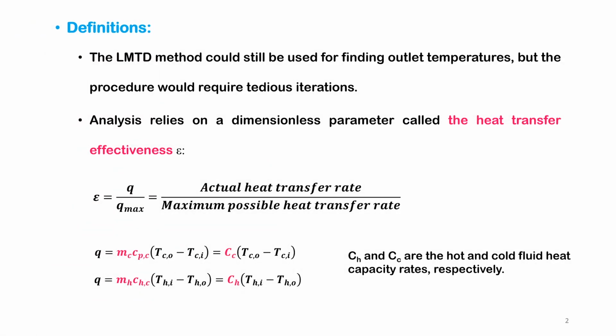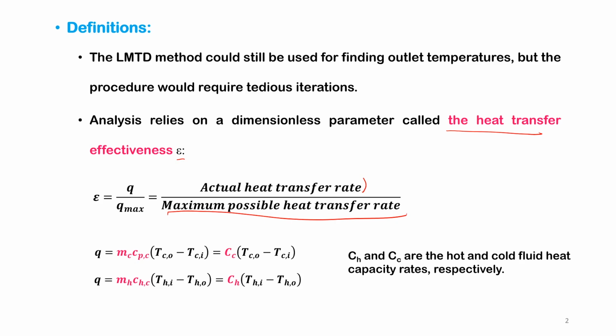So let's start with the definitions. In this case, we define a term called effectiveness, the heat transfer effectiveness. It is defined as the actual heat transfer rate divided by the maximum possible heat transfer rate. Now I'm going to describe in a moment what the maximum possible heat transfer rate is.